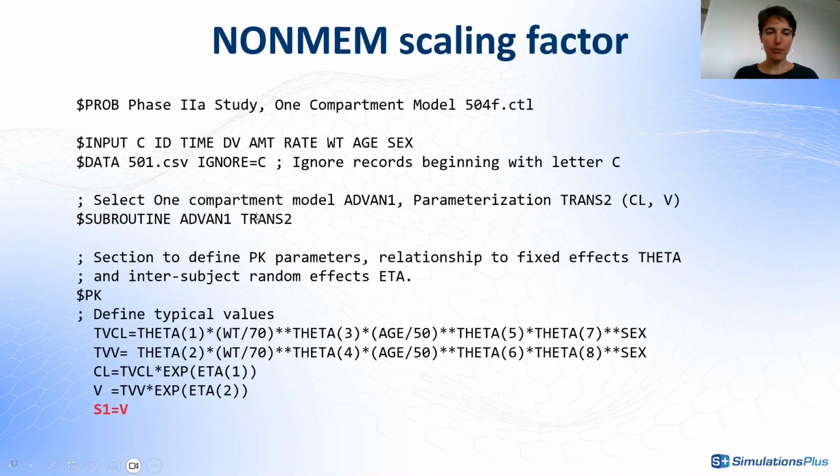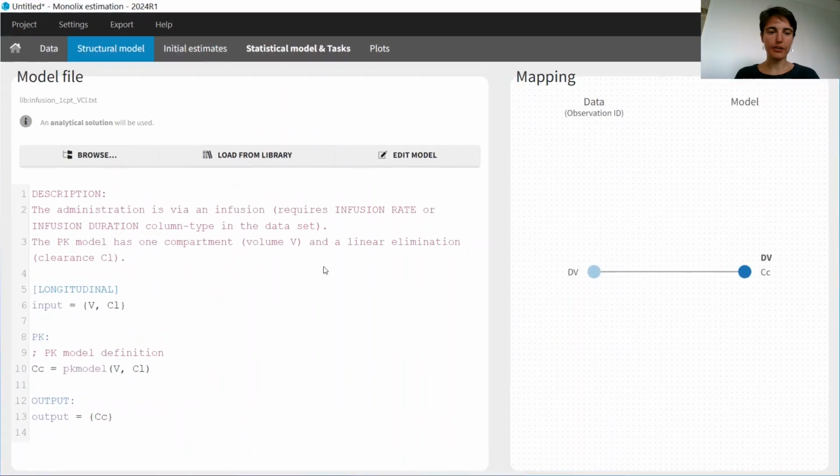The next thing I would like to highlight in this Nonmem control stream is actually this S1 scaling parameter that allows to divide the amount that is coming out of the model by the volume such that I get a concentration. And as we have seen in the Monolix model, actually this is not needed because I directly have the concentration as an output.